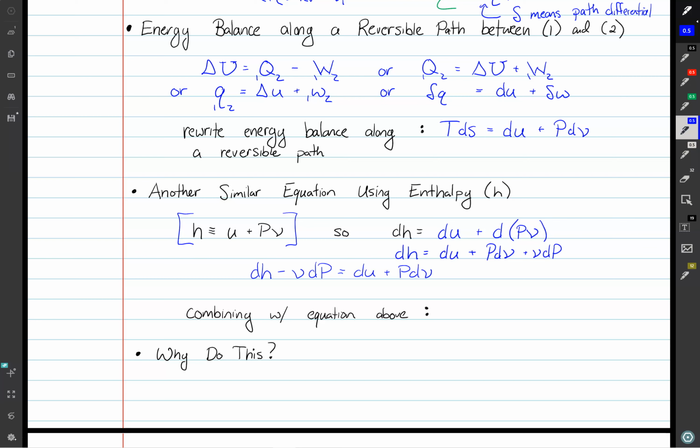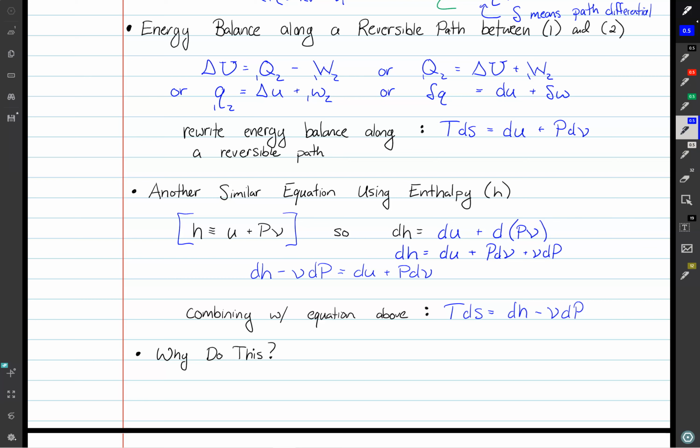All right, so let's smash these together. If we combine them with the above equation, we would have T dS equals, instead of dU plus P dV, dH minus V dP. So we just did some fun algebra and a little bit of calculus.